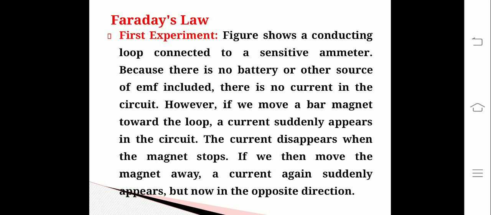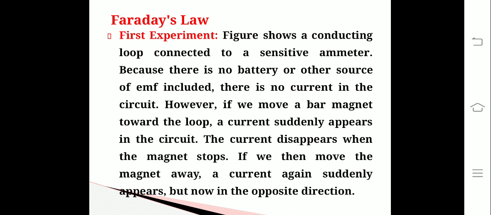However, if we move a bar magnet toward the loop, a current suddenly appears in the circuit. The current disappears when the magnet stops. If we then move the magnet away, a current again suddenly appears, but now in the opposite direction.